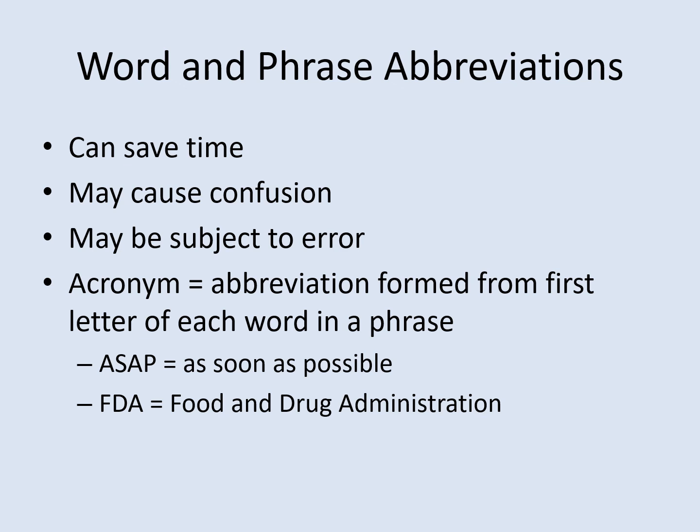Oftentimes, and you will get used to this as you move into your practices, there are acronyms. An acronym is an abbreviation formed from the first letter of each word in a phrase. So you don't have to write out the entire phrase each time. Examples would be ASAP, as soon as possible, FDA, Food and Drug Administration, and you will be up to your eyeballs in acronyms before you're through your program.